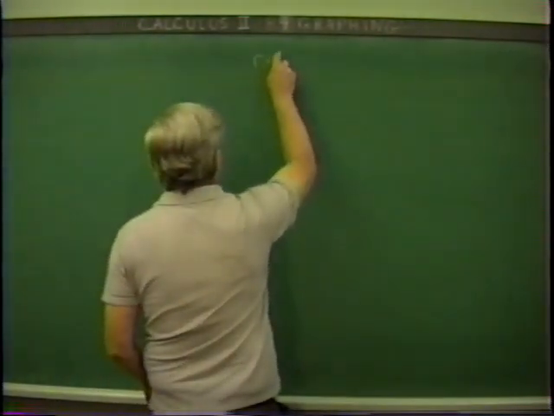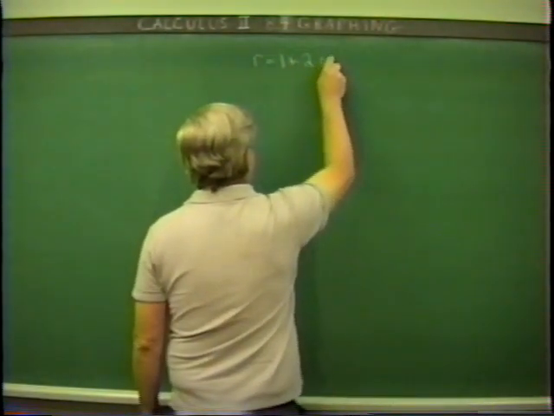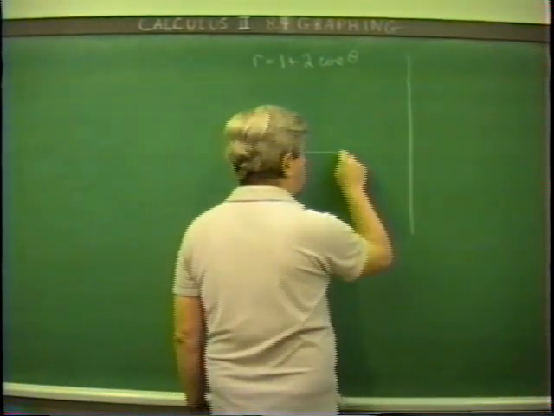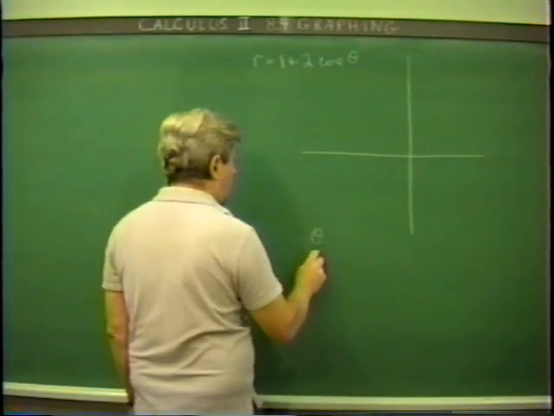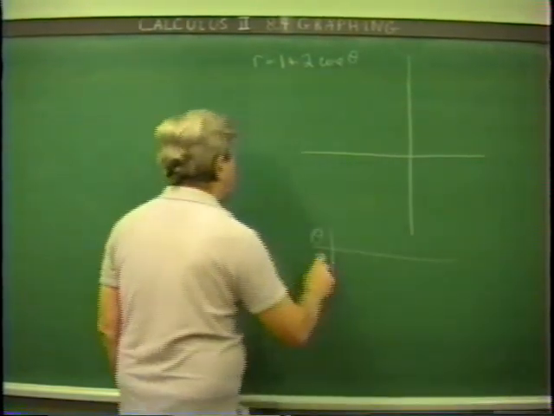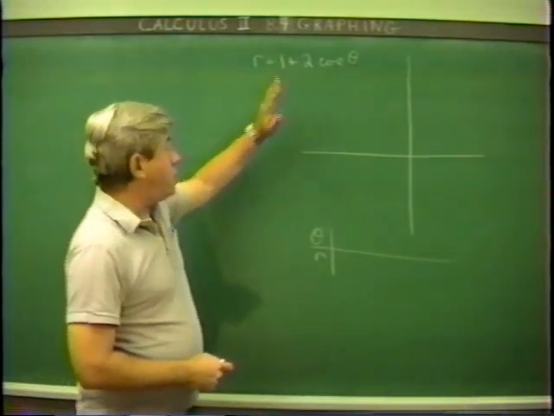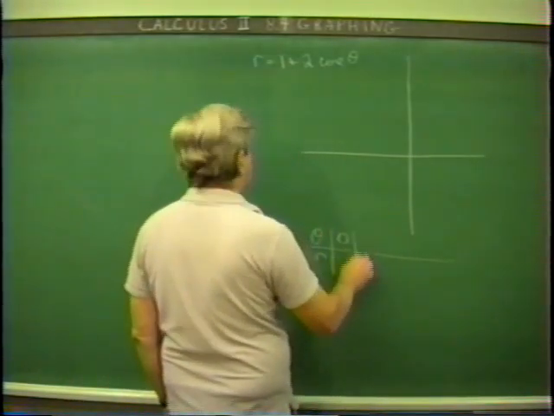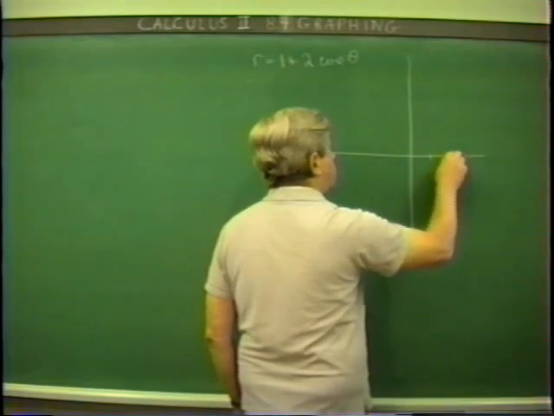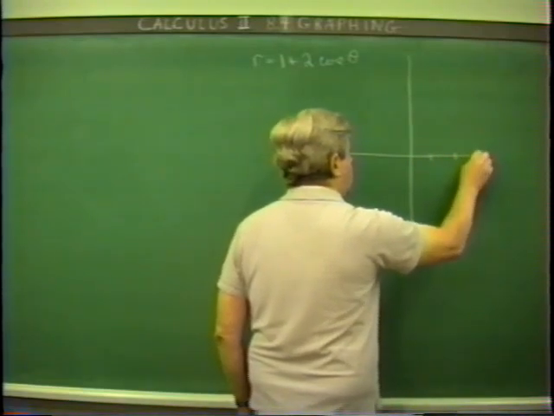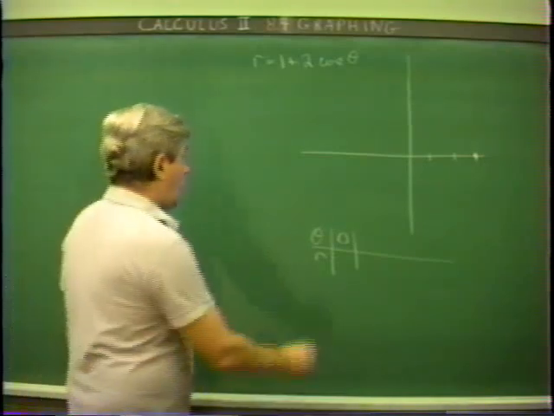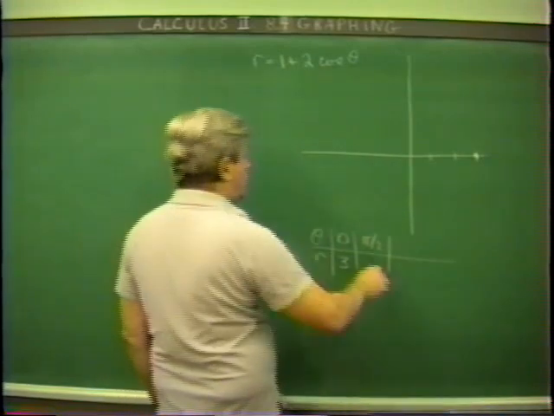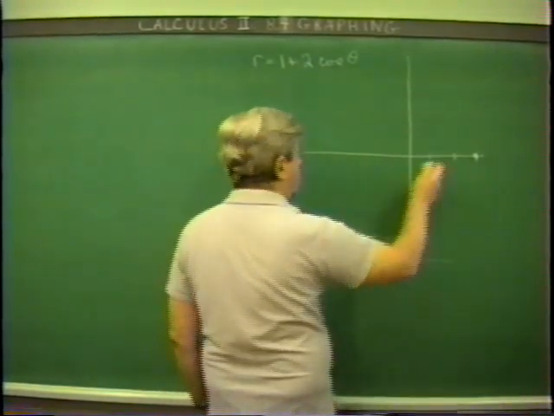Look at some more graphs here. Let's say r equals 1 plus 2 cosine theta. Theta and r. Now again, this is going to repeat every 2 pi, so we only have to graph this for theta going between 0 and 2 pi. When theta is equal to 0, cosine theta is 1, and so the value on the graph is 3. When theta is equal to pi over 2, cosine theta decreases to 0, and the value on the graph is 1.